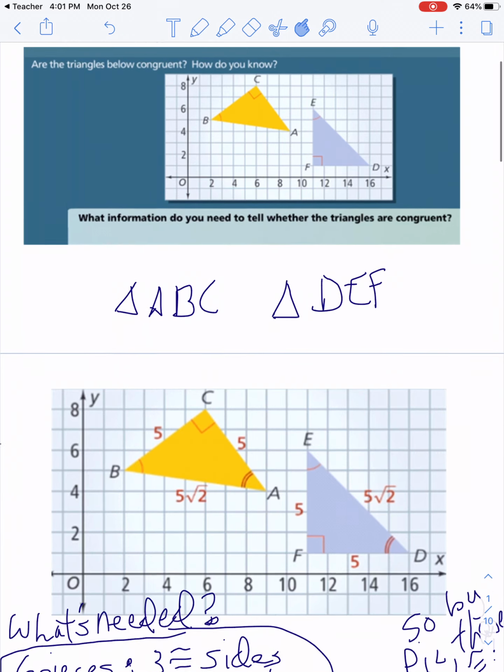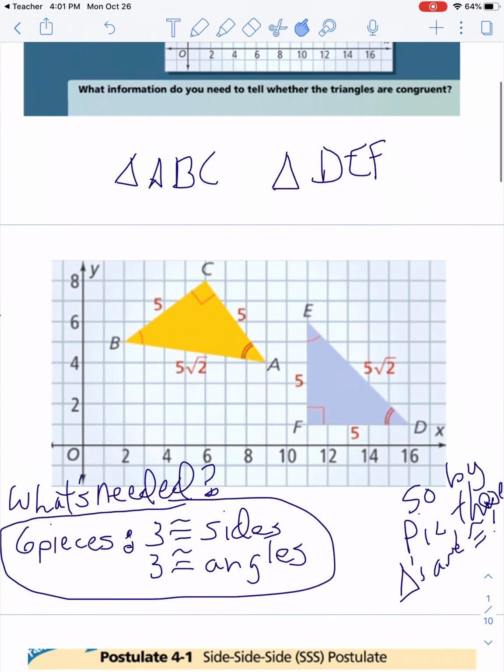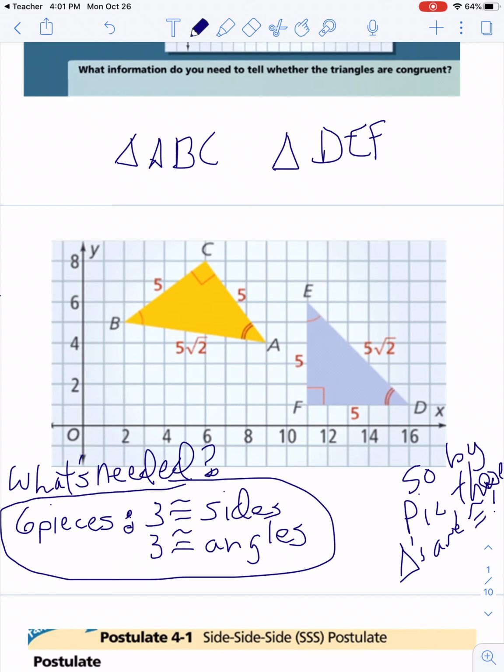As we look at these, I'm going to slide down just a little bit. What's needed, if you look down here on the bottom, I wrote down the 6 pieces: 3 congruent sides and 3 congruent angles. They have to be corresponding sides and corresponding angles. As they're listed, they have to be congruent in the same sense. So AB would be congruent to DE.